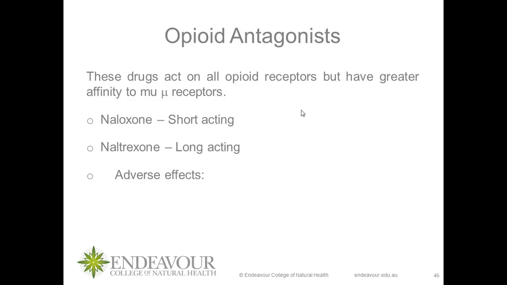So we think these opioid antagonists, naloxone and naltrexone, are acting on all the opioid receptors, delta, mu, and kappa. But they're going to have their greatest affinity for the mu receptor. Naloxone is short-acting, naltrexone is a longer-acting opioid antagonist. Adverse effects associated then with the use of these antagonists, once again, gastrointestinal or CNS: nausea, vertigo, headache, fatigue, and nervousness.